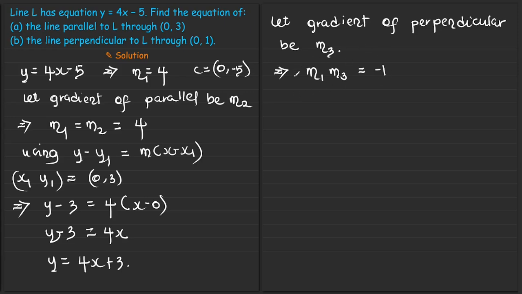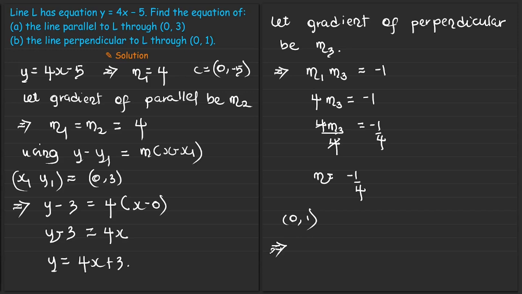So in this case, we know what our M1 is. Hence, we have 4 M3 being equal to what? -1. Making M3 the subject, we are going to divide both sides by what? 4. So upon our division, we have the gradient of the perpendicular being -1/4. So with that, we have the gradient and we also have the point 0, 1.